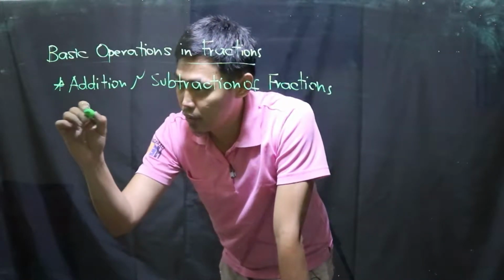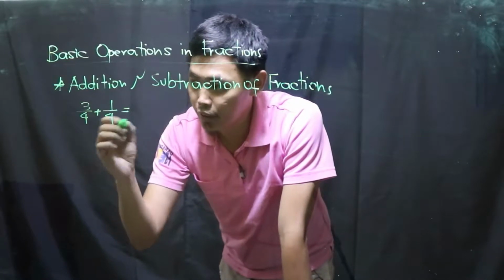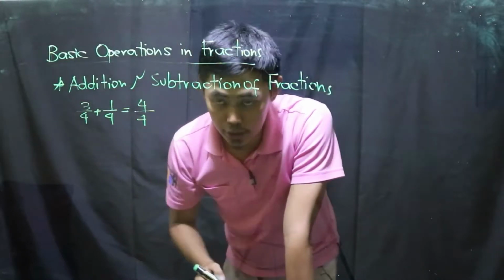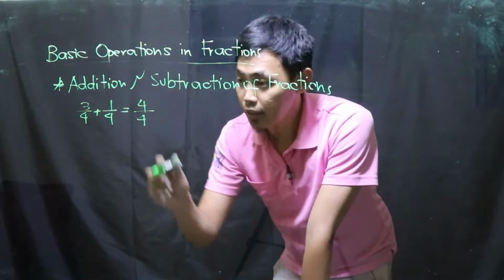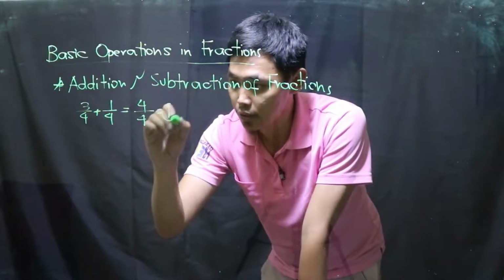So, shall we say 3 over 4 plus 1 over 4. The answer is 4 over 4. And why is that so? Because we just copied the denominator and added the numerators. So, 4 divided by 4 is 1. So, this is our answer.